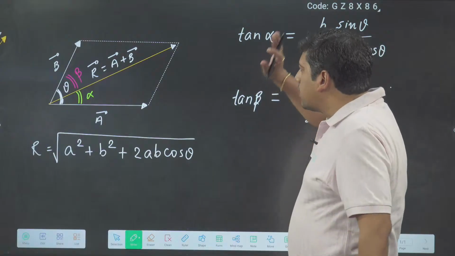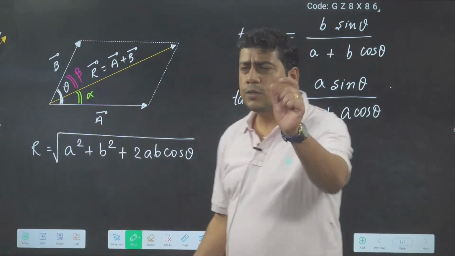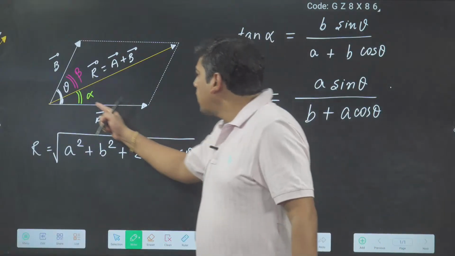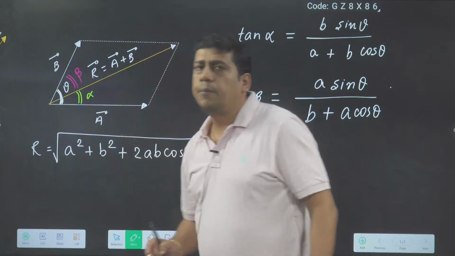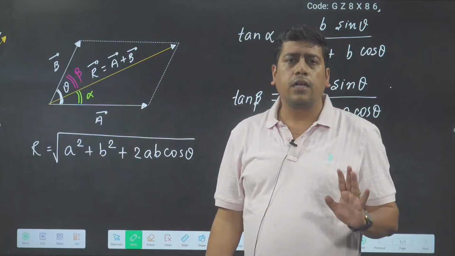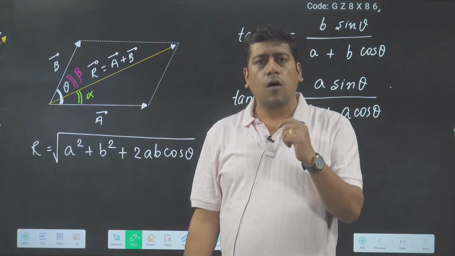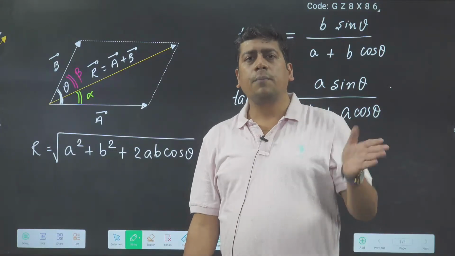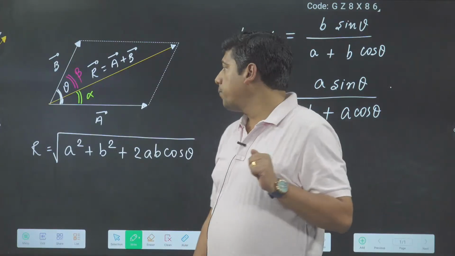Okay, now we should avoid this confusion. Very small point I'm telling. There are a lot of angles, theta, alpha and beta. First of all, you don't need to find both alpha and beta. You have to find only one, only alpha, or only beta. You don't need to find both.